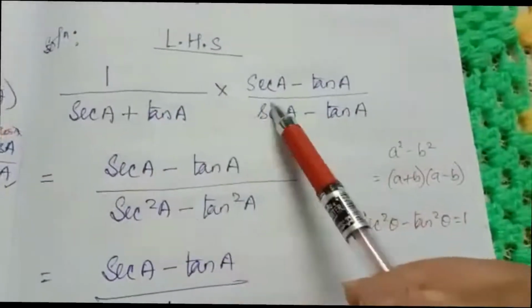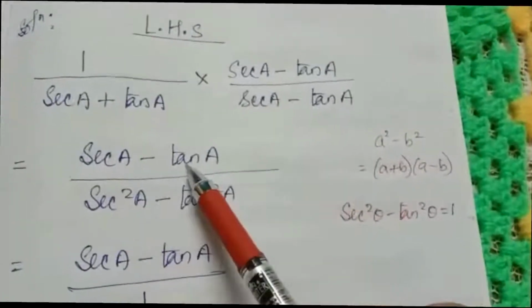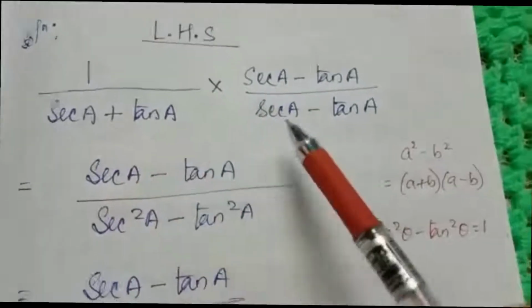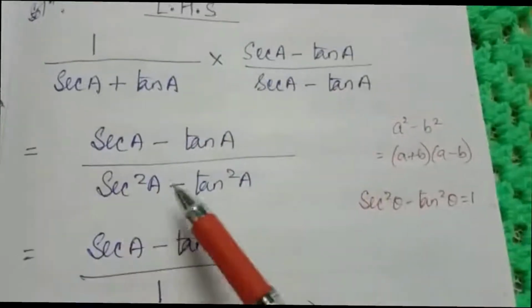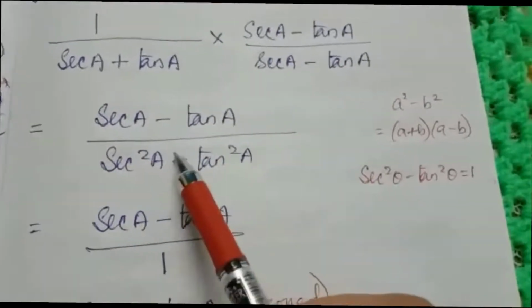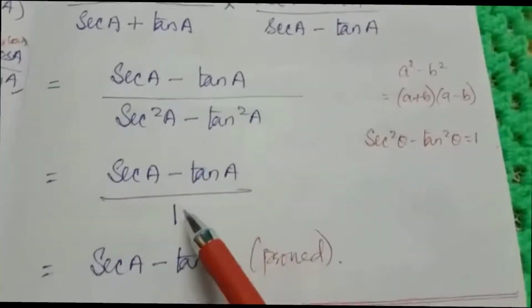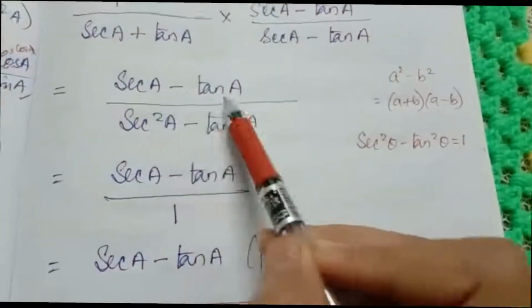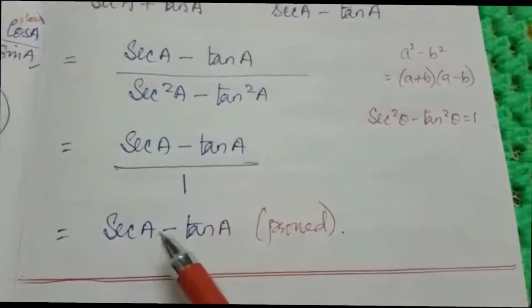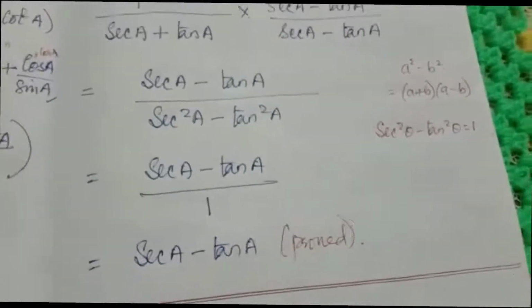So 1 into sec A minus tan A is sec A minus tan A. This is a plus b, a minus b, this is a square minus b square. And we know sec square theta minus tan square theta is 1. So sec A minus tan A divided by 1 is sec A minus tan A, proved.